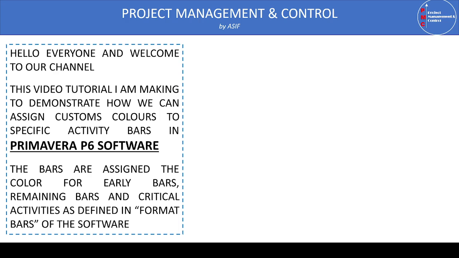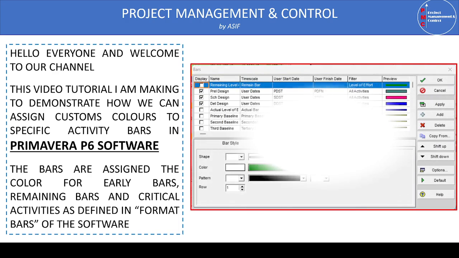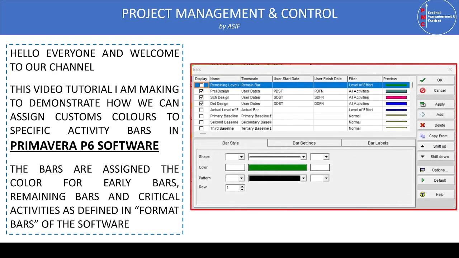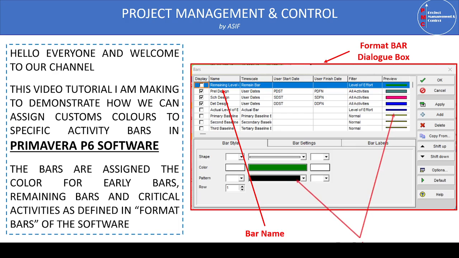in Primavera P6 software. As P6 users, we all know that P6 already has a defined built-in color scheme, which assigns colors for early bars, remaining bars, and critical activities. These bar colors and settings can be modified in the Format Bars dialog box you can see on the screen now, where the bar name and the color are shown. You can modify the color, bar thickness, and the pattern of the colors.